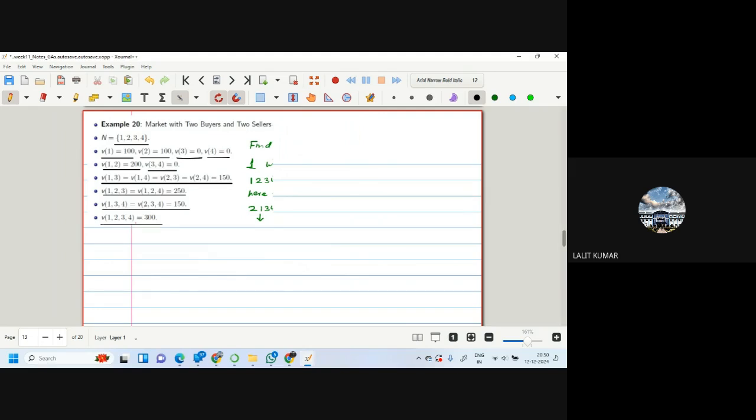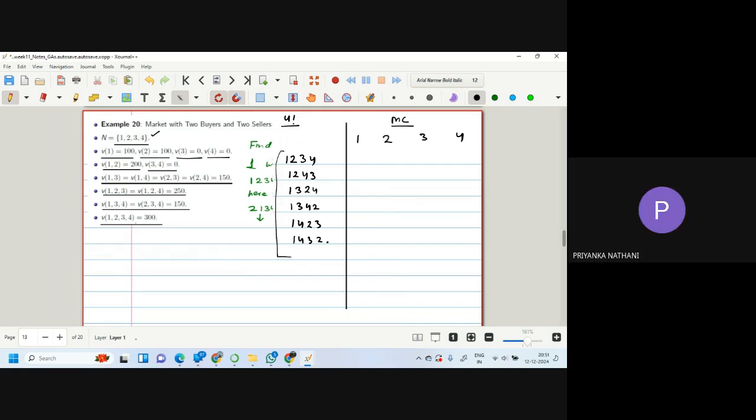Either we can go through the entire form. We write marginal contributions for all of 1, 2, 3, 4. Shall we do it once? How many combinations will there be? 4 factorial, because there are 4 players. First is 1, 2, 3, 4. 1, 2, 4, 3. 1, 3, 2, 4. 1, 3, 4, 2. 1, 4, 2, 3. 1, 4, 3, 2. I'll just do it for 1.